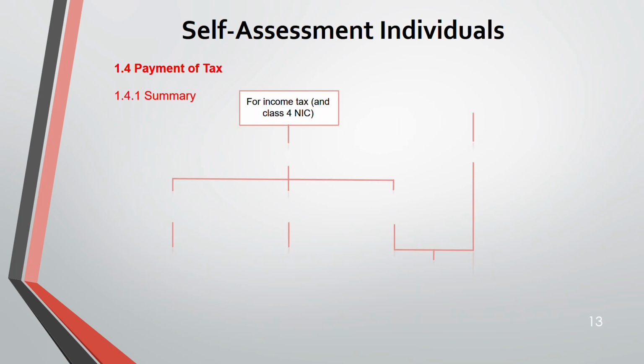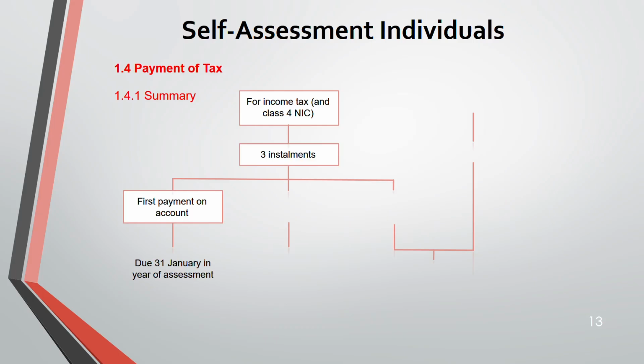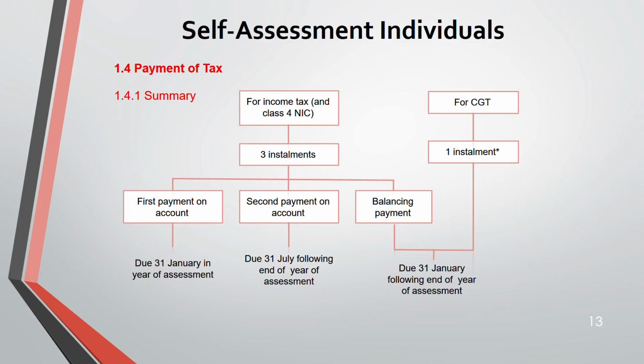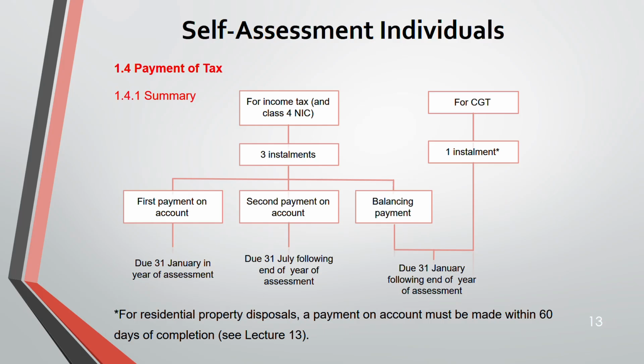Now, for income tax and class 4, 3 installments. First payment on account due on 31st Jan. Second payment on account due 31st July. Balancing payment due 31st Jan following the end of the tax year, the next year. Now, for capital gain, only 1 installment. But capital gain is also due 31st Jan.